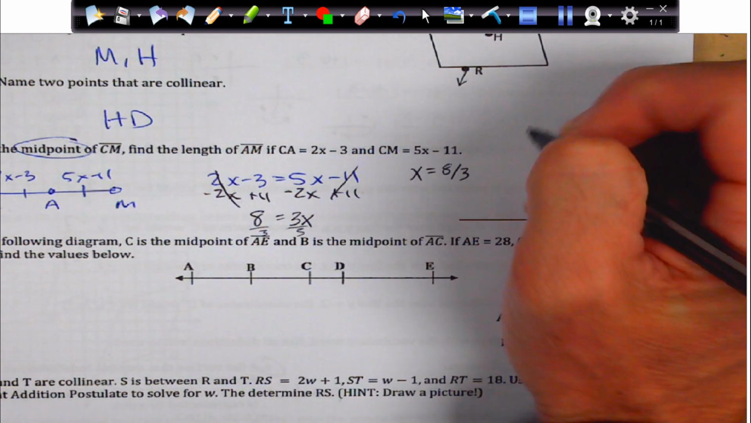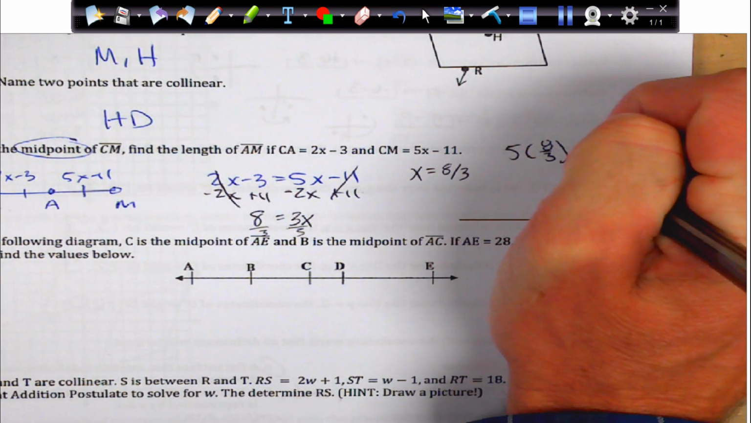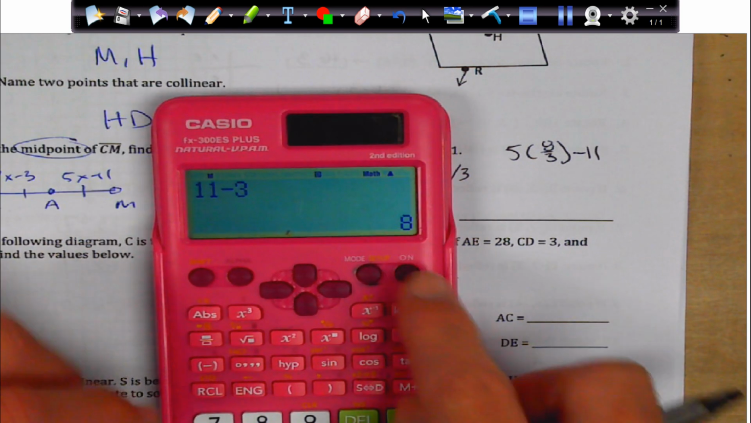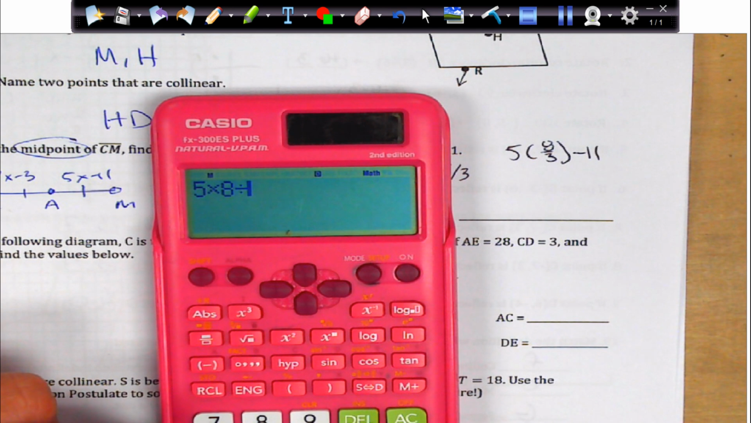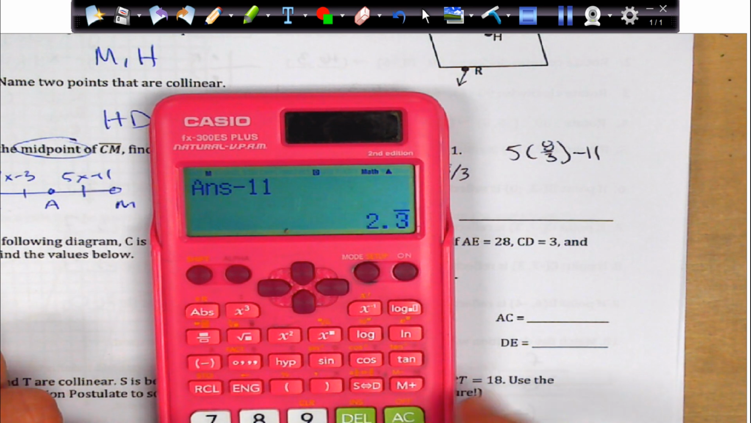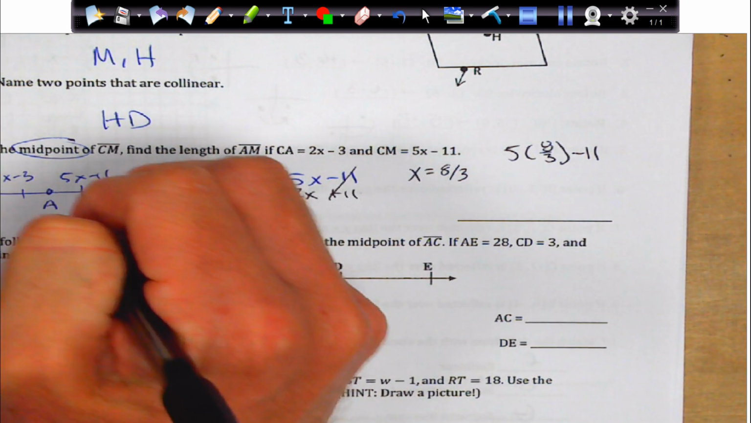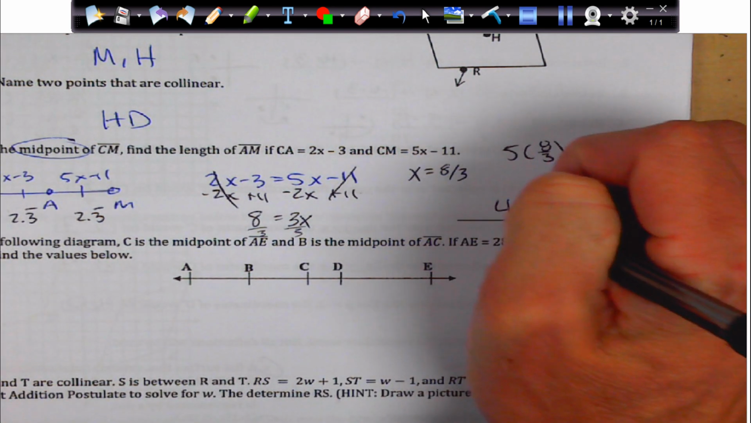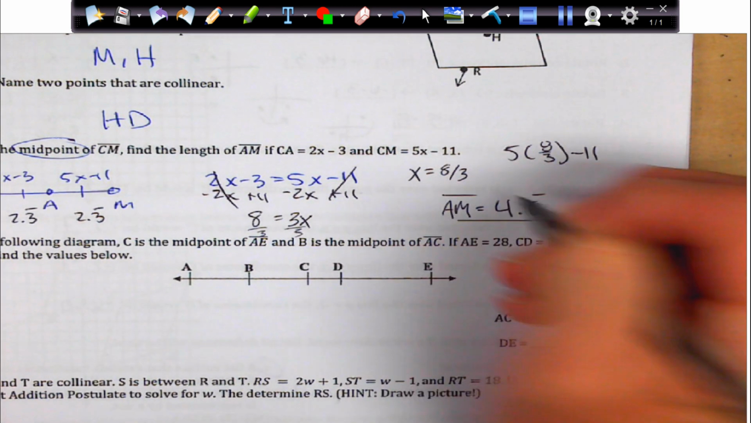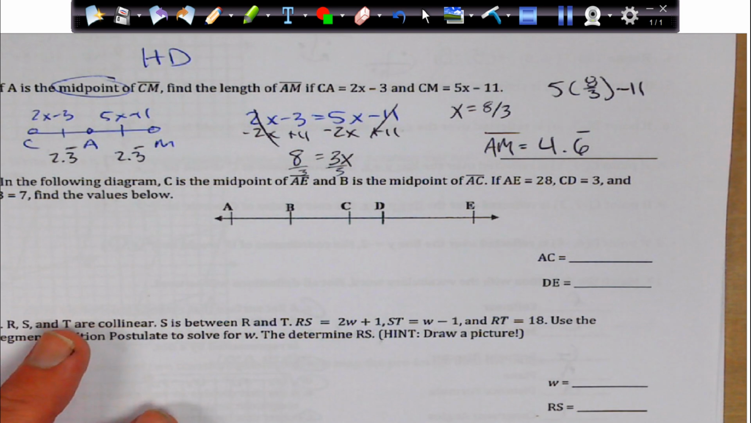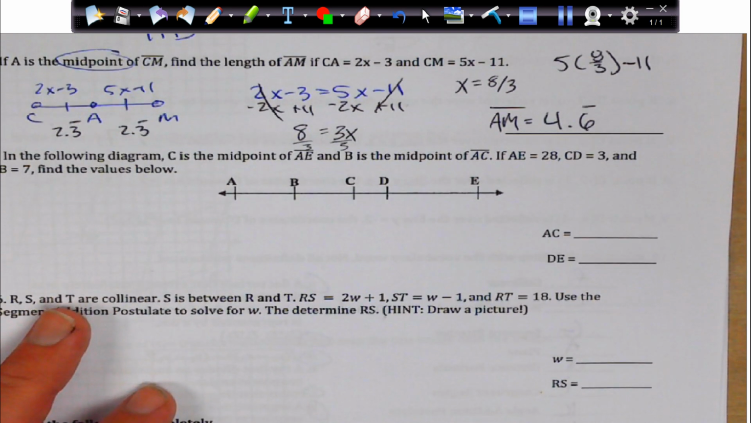And so we're going to plug it into this one, so we get 5 times 8 over 3 minus 11, so whatever this comes out to, it's going to be double that, so I'm just going to do in our calculator here, I got my calculator, I'm going to do 5 times 8 divided by 3, because it's essentially the same, then subtract 11. Okay, so that's about 2.3, so we get 2.3 repeating and 2.3 repeating, so if we double that, we're going to get about 4.6 repeating for AM. Okay, I believe on the test everything comes out to a whole number, but there we go. A little decimal fun for everyone. All right, next, moving on.